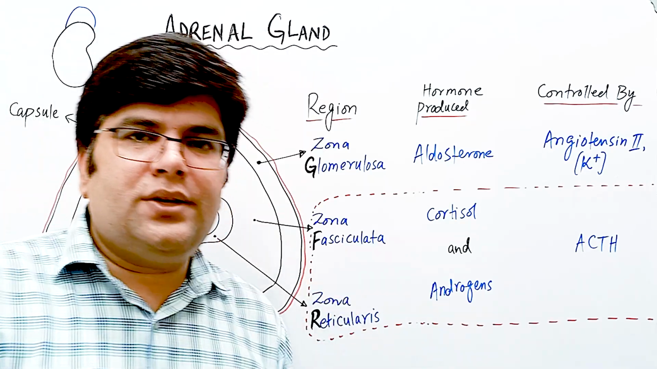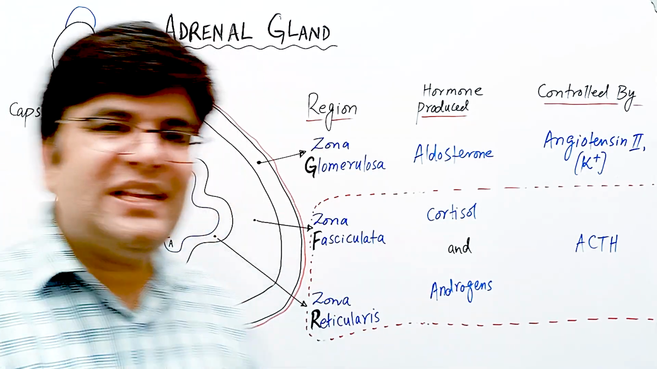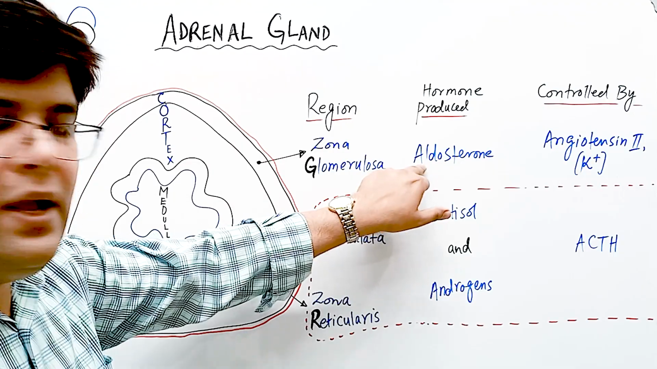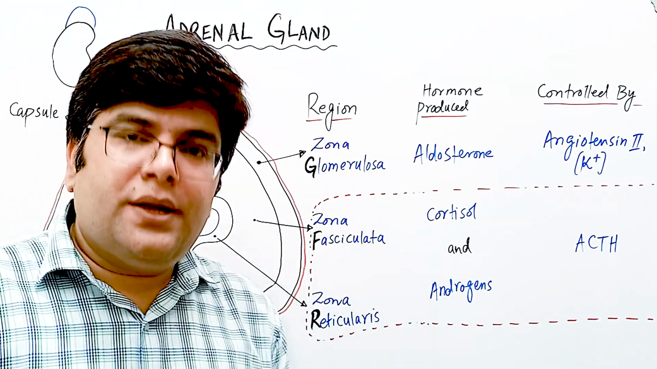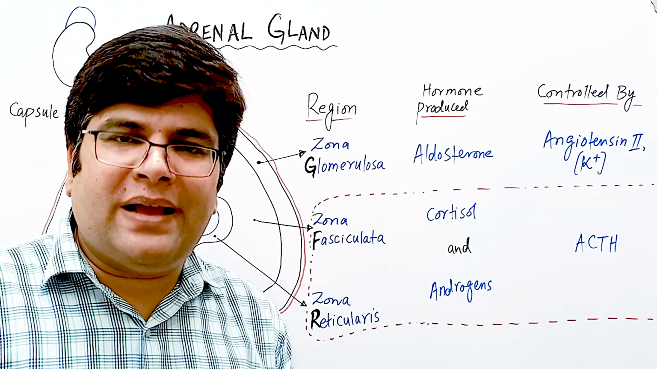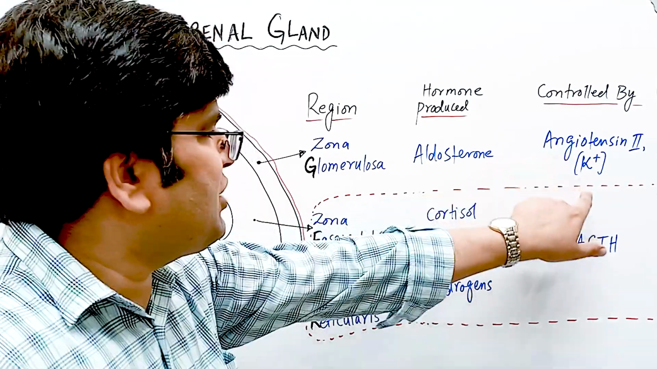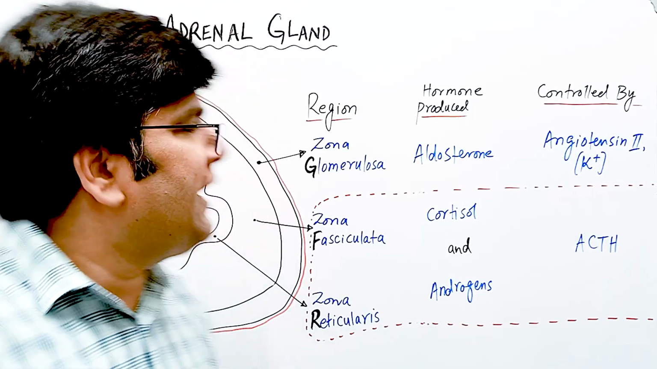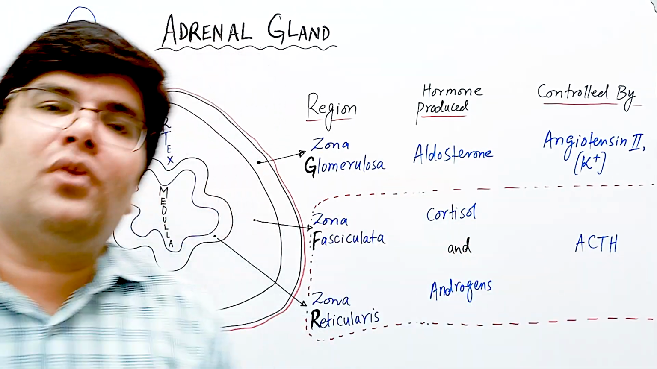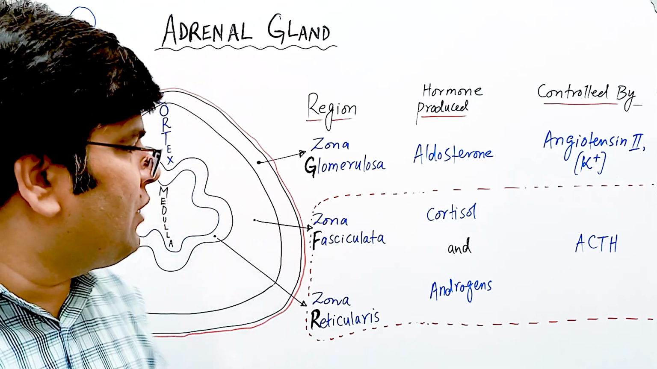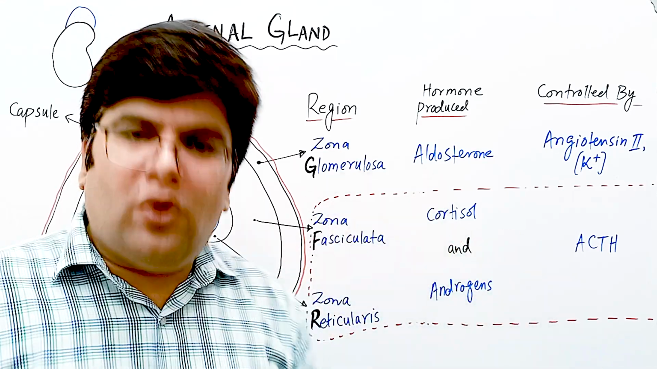So we can say that aldosterone, which is the major mineralocorticoid, and cortisol, which is the major glucocorticoid, are regulated by independent mechanisms. Angiotensin 2 and potassium, which are not coming from the pituitary gland, regulate the secretion of aldosterone, and adrenocorticotropic hormone coming from the anterior pituitary gland is important for regulating the secretion of cortisol and also androgens from the adrenal cortex.